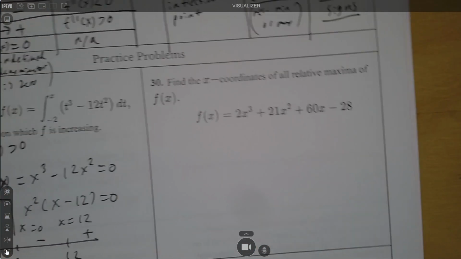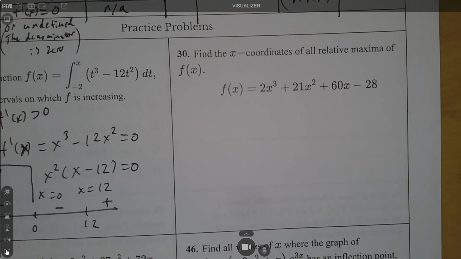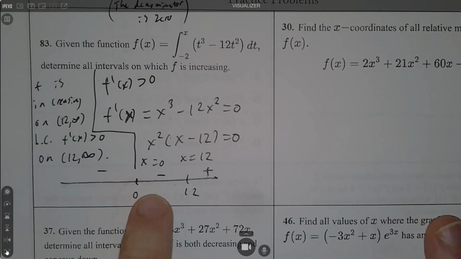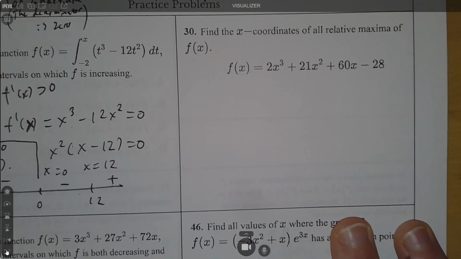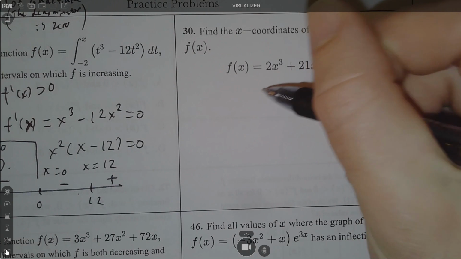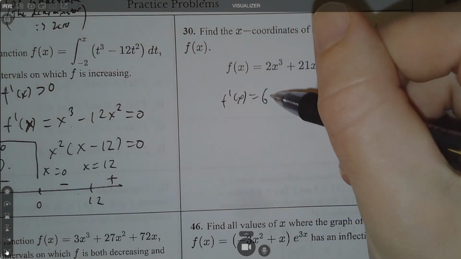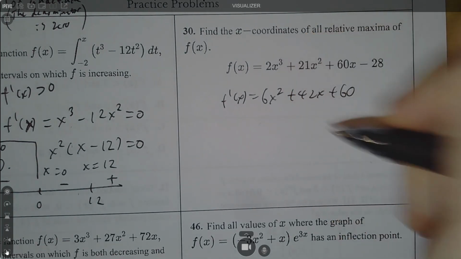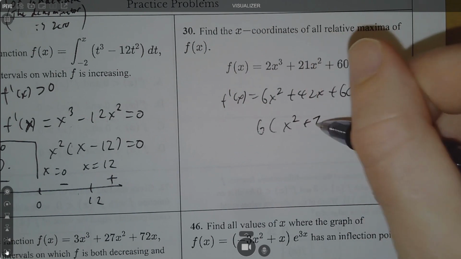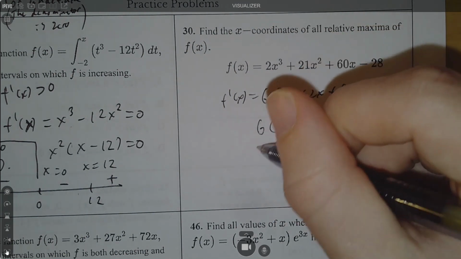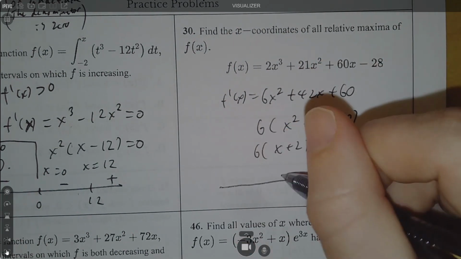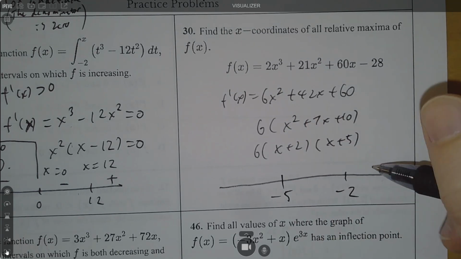Okay. Next, maxima. We want to find the relative maxima. So you got to know it, right? Relative maxima happen when the derivative changes from positive to negative. So you do a very similar thing with a number line. We need to get the derivative. This one is not an integral; it's more straightforward. The derivative is 6x squared plus 42x plus 60. You take out the greatest common factor, which is a 6. So 6 times x squared plus 7x plus 10. My factors are x plus 2 and x plus 5. So my solutions would be negative 5 and negative 2. Test the points, positive.